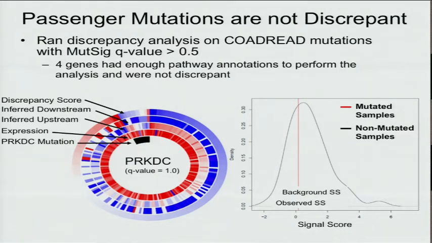And the way I selected those genes was I used genes that had mutSig Q values greater than 0.5. And it turns out, since those genes actually aren't that well annotated in our pathways, there were four genes that had enough pathway information to run my analysis on. And shown here is one of them, PRKDC, and you can see there isn't a significant difference between the discrepancy scores of the non-mutated and the mutated samples.